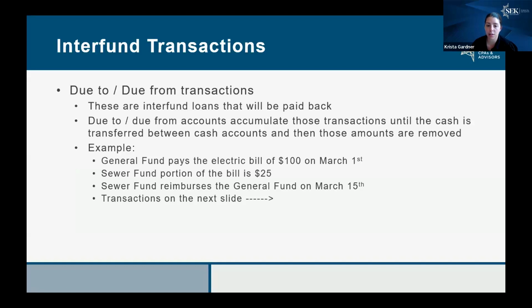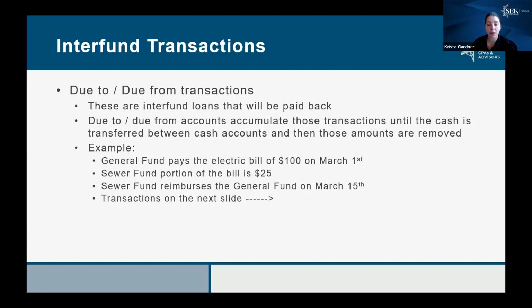So in the first two slides here, when we're talking about due to, due from, these are transactions that are essentially interfund loans. They will be paid back. This is money that will be paid back, and the due to, due from accounts are used to accumulate those transactions until the actual cash is transferred. Once the cash is transferred and those interfund loans are paid back, we then remove those due to, due froms. The one thing about due to, due from accounts is they should always balance across your funds. Your due tos in total should always match your due froms in total.